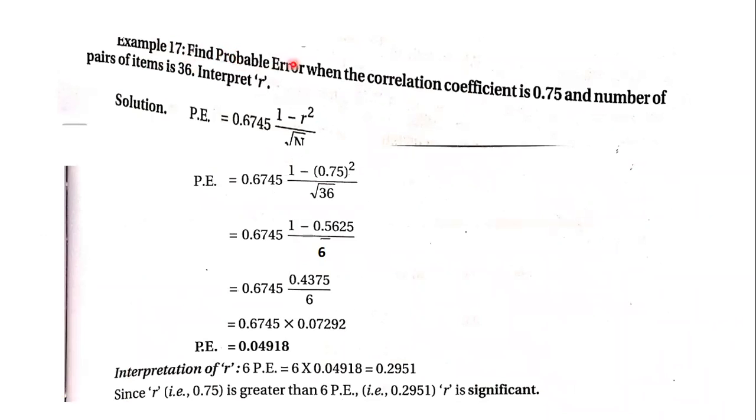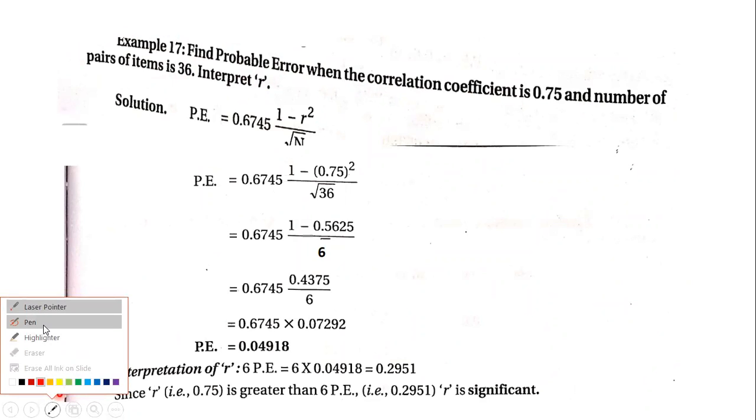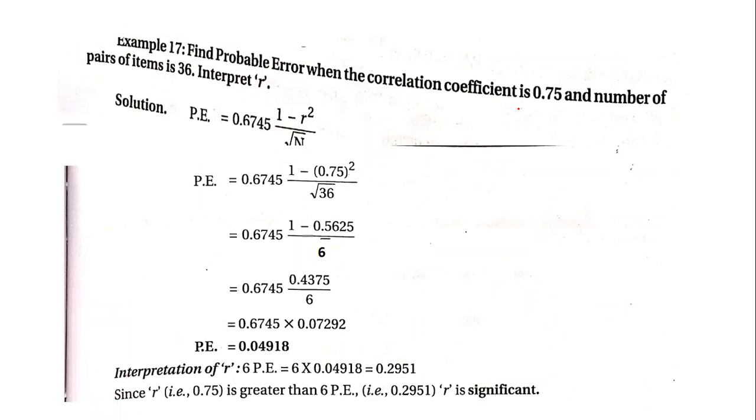Find probable error when the correlation coefficient is 0.75 and number of pairs of items is 36. Interpret R. They have clearly asked us to interpret R. Interpret R means we have to either say if R is significant or if R is not significant. That is what they mean by saying interpret R.